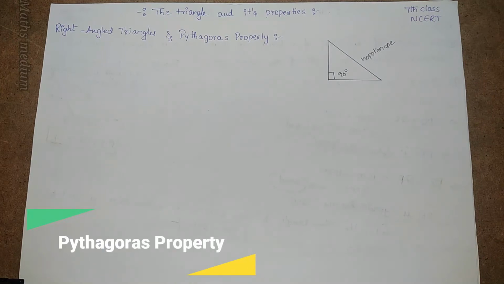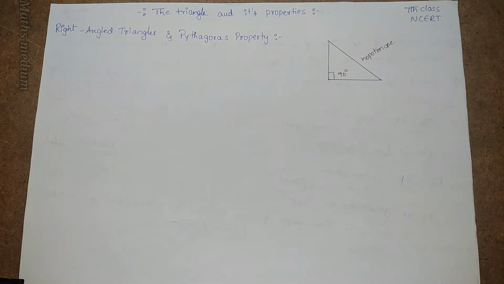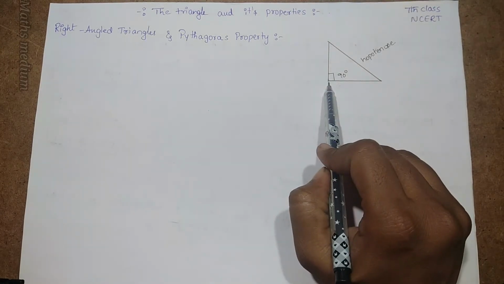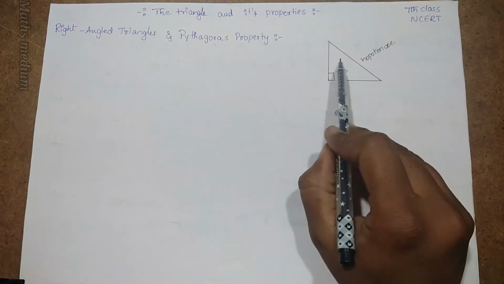Today I came with a topic that is right angle triangles and Pythagoras property from the chapter Triangle and its Properties, 7th class NCERT. Today we are going to discuss about the right angle triangles and Pythagoras property. We know that a right angle triangle has one angle 90 degrees and the other two angles are 45 and 45.